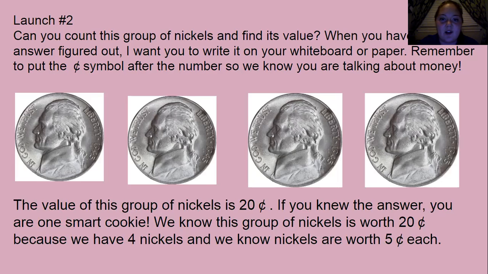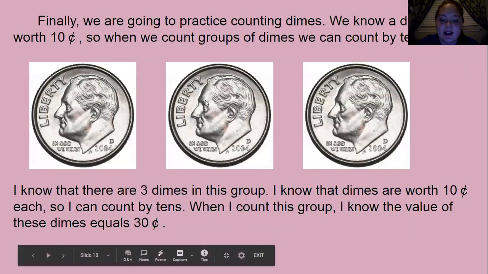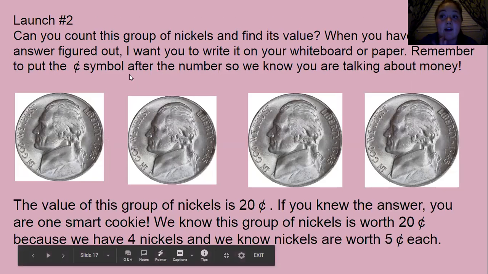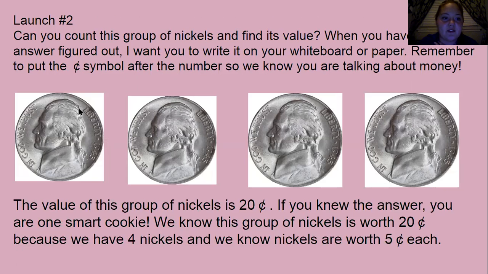All right, count the group of nickels with me, friends. Are you ready? Remember, we're counting by fives. 5, 10, 15, 20. So the value of this group of nickels is 20 cents. If you knew the answer, you are one smart cookie. We know this group of nickels is worth 20 cents because we have 4 nickels, and we know nickels are worth 5 cents each. Great job counting nickels.